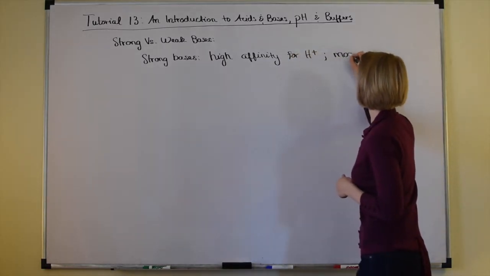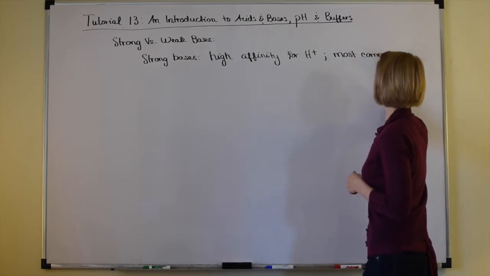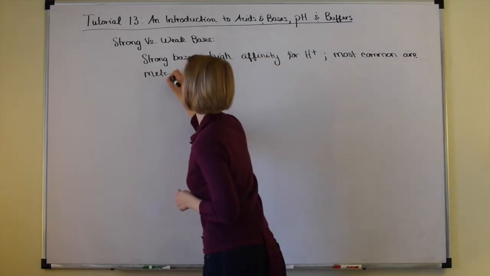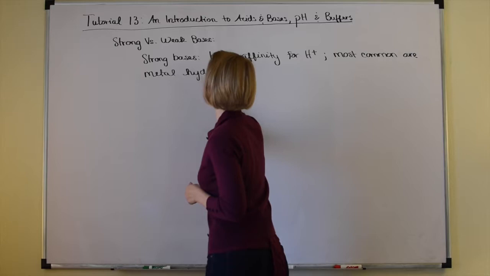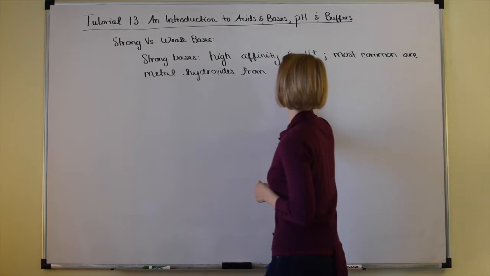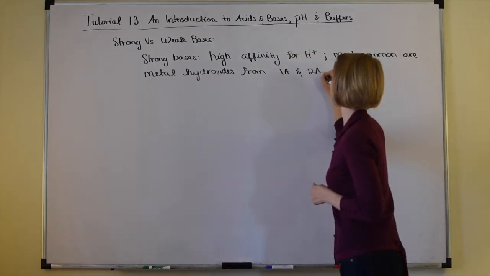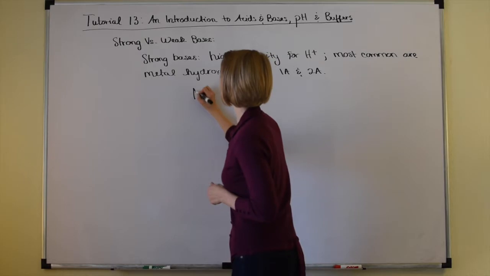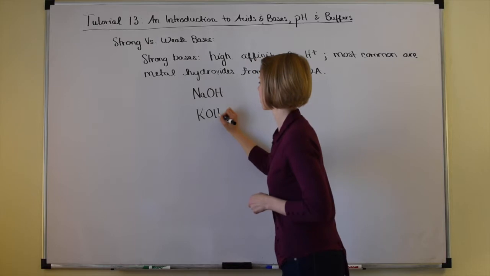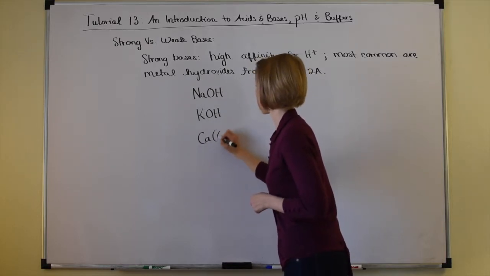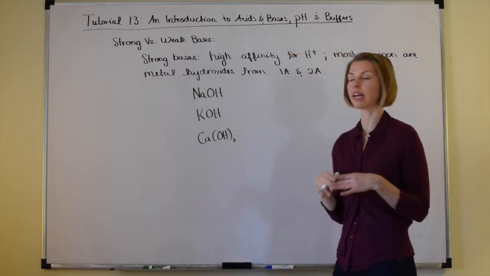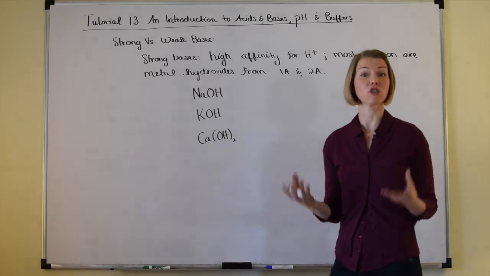And the most common strong bases are your metal hydroxides from group 1A and 2A in the periodic table. So for example, sodium hydroxide, potassium hydroxide, calcium hydroxide. These are all metals from either group 1A or 2A, and the anion with the metal is hydroxide.